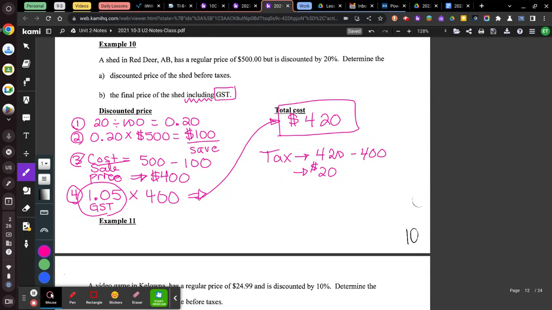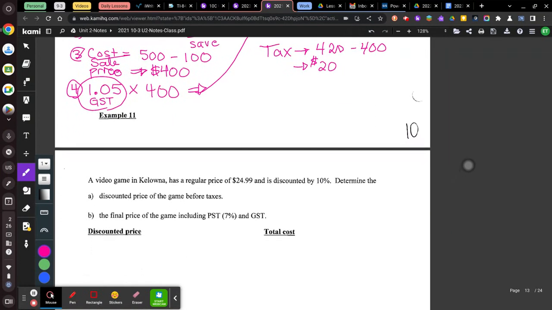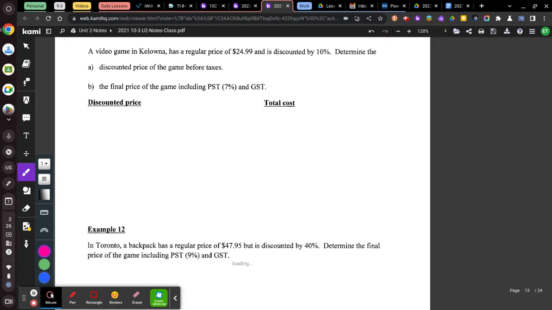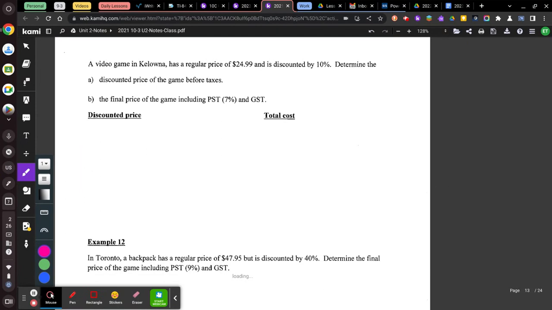Example 11. Now we're going to BC. BC has a PST of 7%. So we're buying a video game, but it's going to be in BC. The first thing we do is find the discounted item before tax. That means your sale price. Okay, so we want the sale price. So if I've discounted 10%, that means I pay 90% of the cost. Okay, so I pay 90% of the cost.